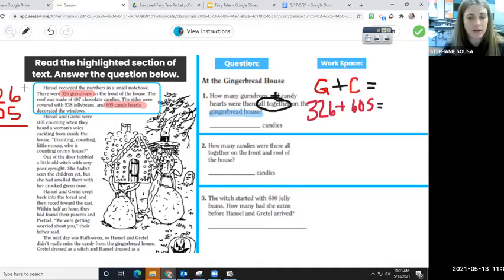Bella, we're writing an equation. 6 plus 5 is equal to 11. That's a 2-digit number, so I'm going to carry my 10. 1 ten plus 2 tens plus no tens is equal to 3 tens. 300s plus 600s is equal to 900. So the total answer will go right here on my line, 931 candies.